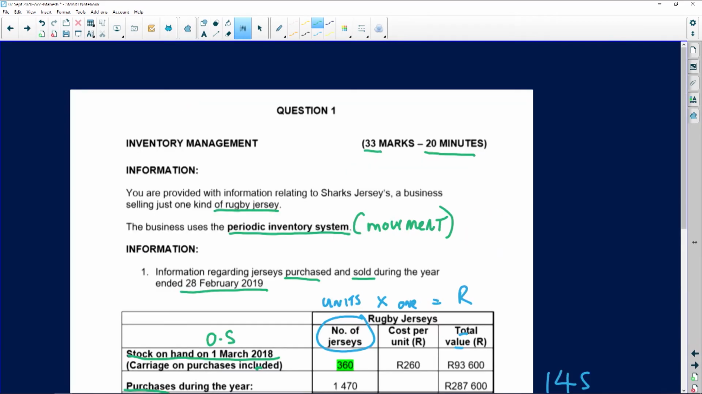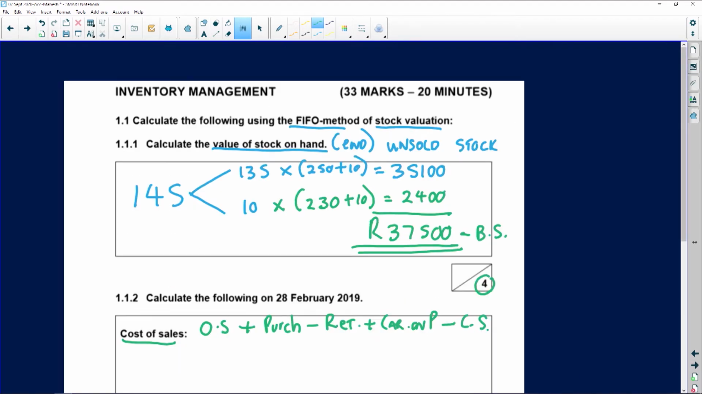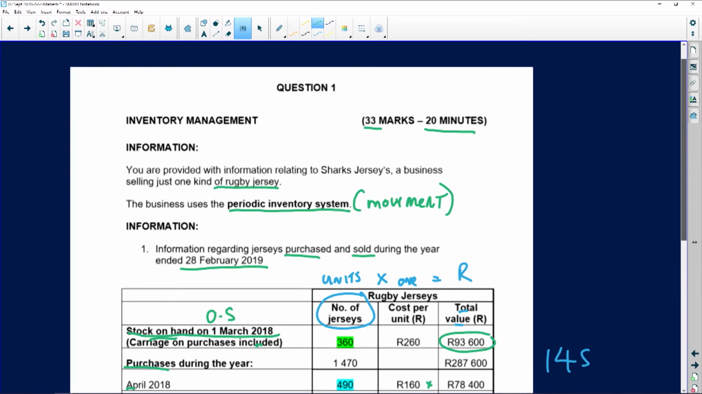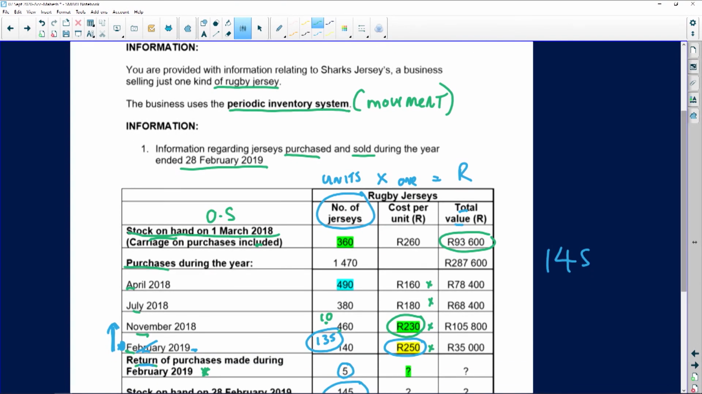So let's start off with opening stock. My opening stock on hand on the 1st of March is a value of 93,600. So let's take that through, 93,600, plus purchases. So let's go to the table one more time. So my purchases for the year, you can show the individual amounts, but it's much easier. There's your total purchases for the year. Okay, if that total wasn't given, remember you're simply adding the 4 amounts to get your total purchases for the year. But since it is given, I'm simply going to take that through.